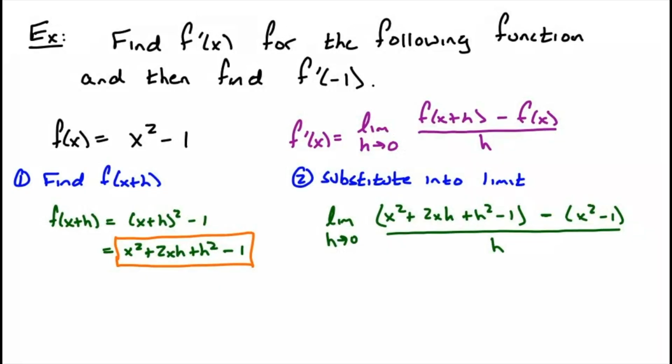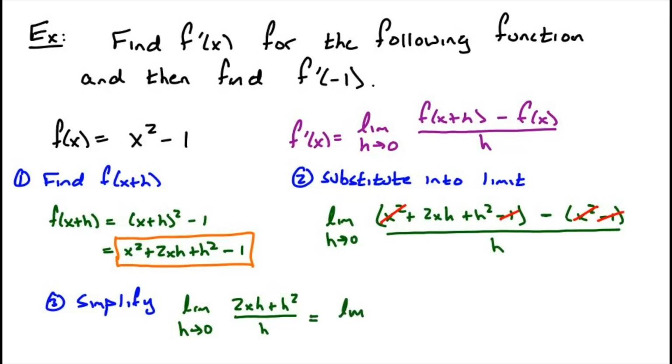We can see in the expression right now, we've got an x squared here, minus an x squared over here, those will cancel, and a minus 1, minus negative 1, also canceling. If we throw those out and start to simplify this, we'll see that we have the limit as h approaches 0 of just 2xh plus h squared over h. Both these terms in the numerator have an h in them, so we can factor that h out, leaving us with h times 2x plus h over h.